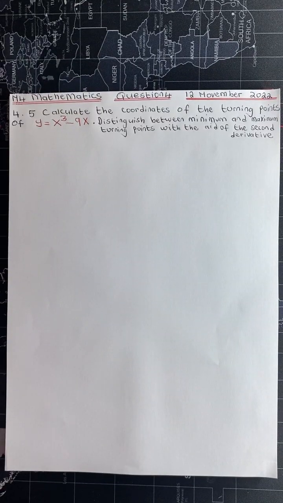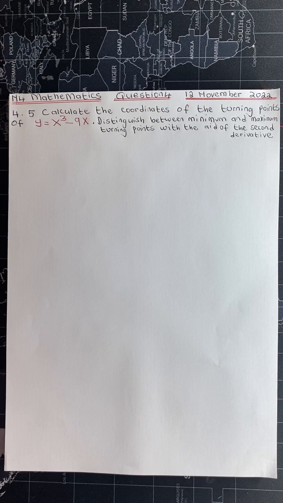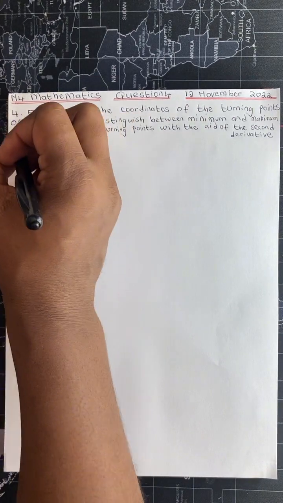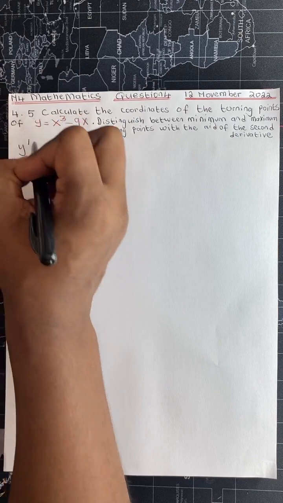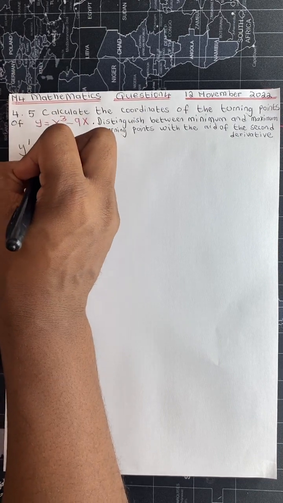Question 4.5, we have to calculate the coordinates of the turning points of y is equal to x cubed minus 9x, and we have to distinguish between the minimum and maximum turning points with the aid of the second derivative. So let's first focus on the first part of the question, where we have to determine the coordinates of the turning points of y equal to x cubed minus 9x. To determine the coordinates of the turning point, we have to differentiate y and equate it to 0.